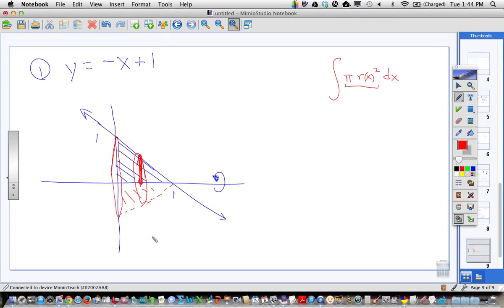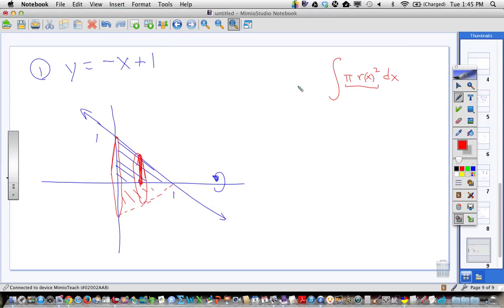Now, that strip, remember when we've been working on the strip, so we've been talking top minus bottom and right minus left? That's going to play a big role in these problems. This strip will be a top minus bottom. What part of the slice is that strip? What part of that circular slice is that red strip? It's the radius, right? It's the radius.